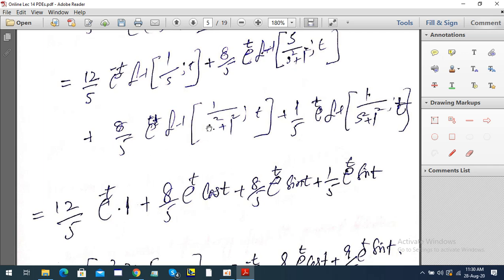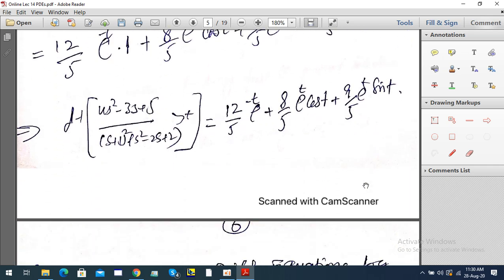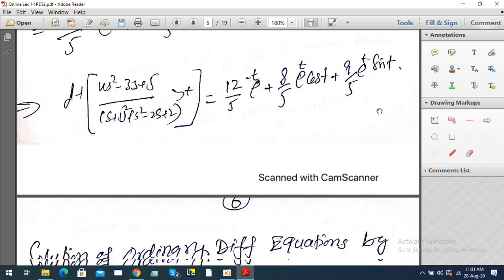Similarly, 8 by 5, the Laplace inverse of 1 by s square plus 1, omega s square plus omega square. Now omega is 1, so e sine t, and plus 1 by 5 e power t, 1 by s square plus 1 square is again sine t. Okay, so you can see here the Laplace inverse of 4s square minus 3s plus 5, over (s plus 1) square plus (s square minus 2s plus 2) is 12 by 5 e power minus t, 8 by 5 e power t cos t, 9 by 5 e power t sin t. So this is the Laplace inverse of this.